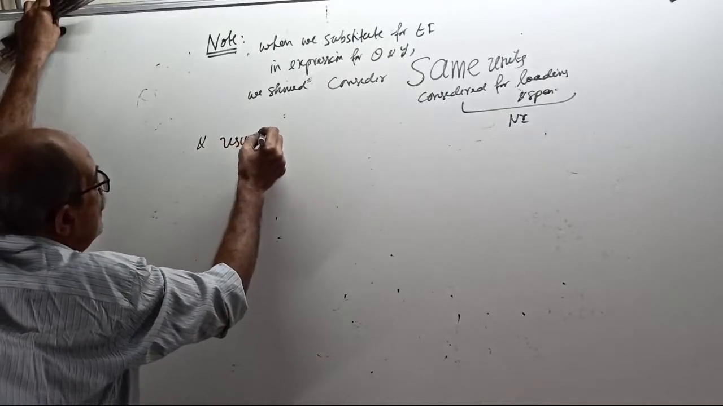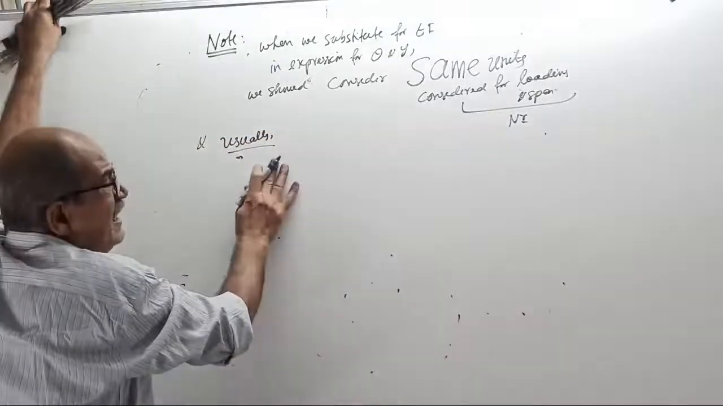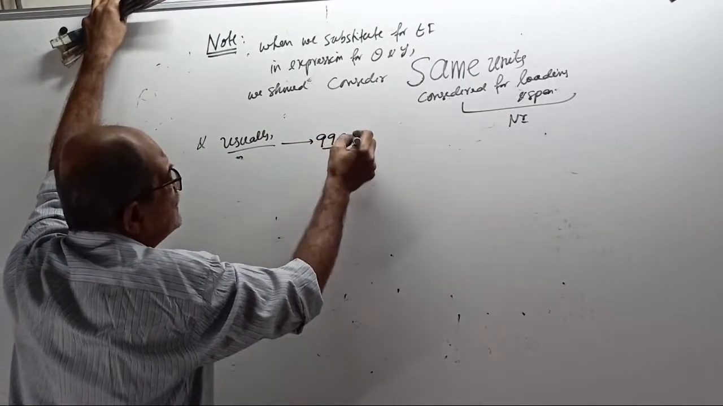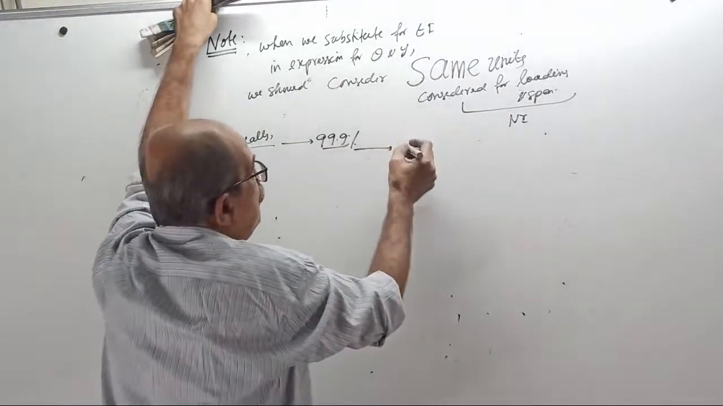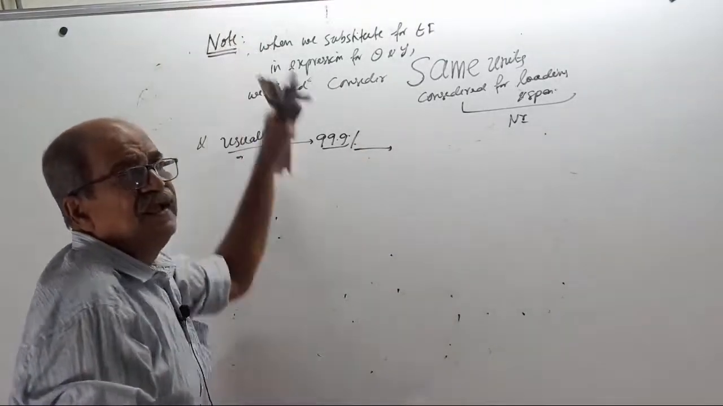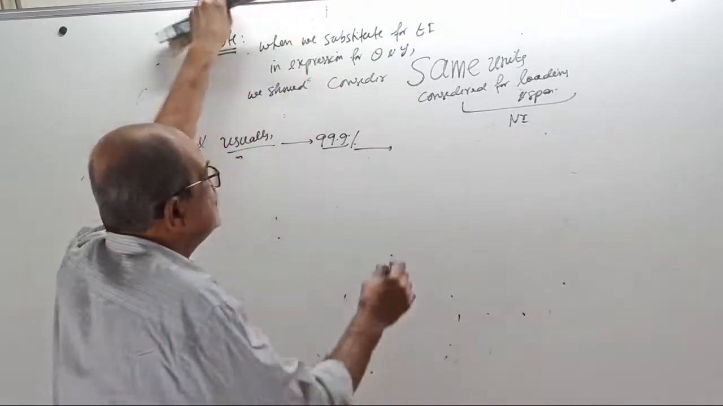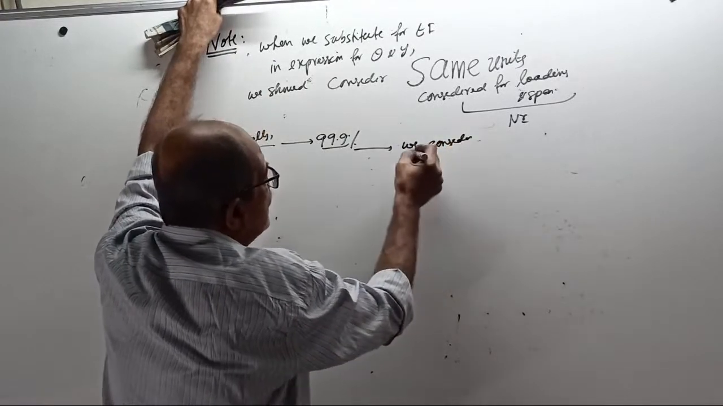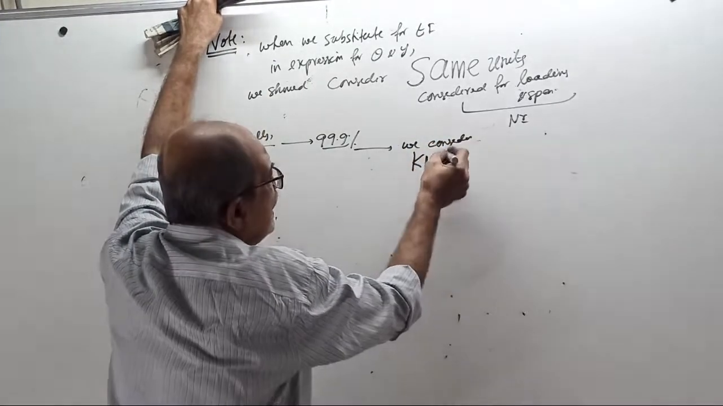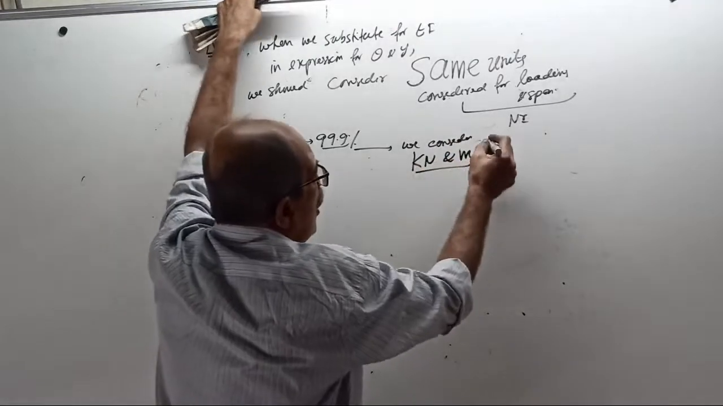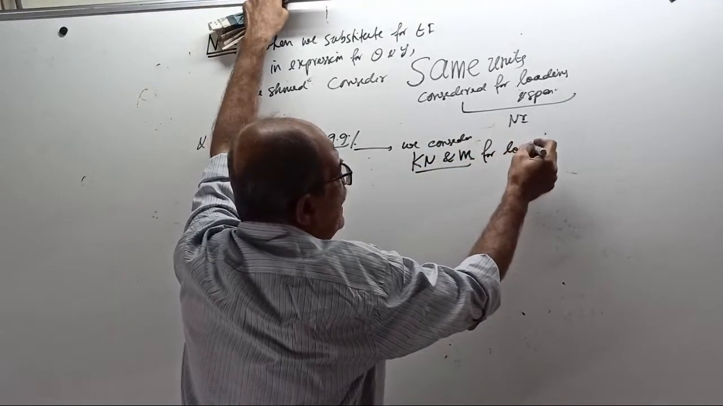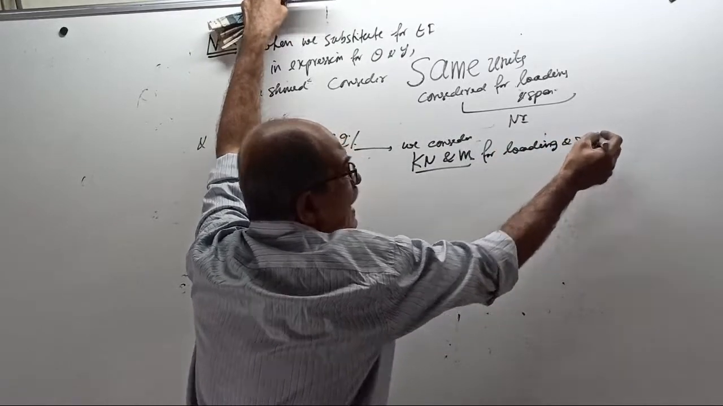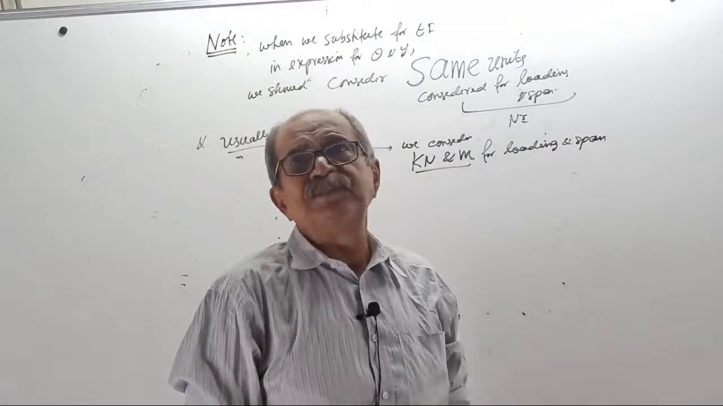And usually, generally, almost 99.9% of cases, when we consider analysis for deflection and slope, we consider kilonewton and meter for loading and span. Yes or no? For loading and span. Nobody will tell a beam is of span 4000 millimeter.